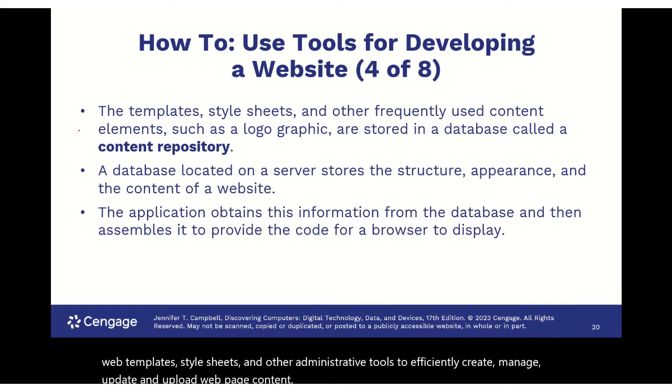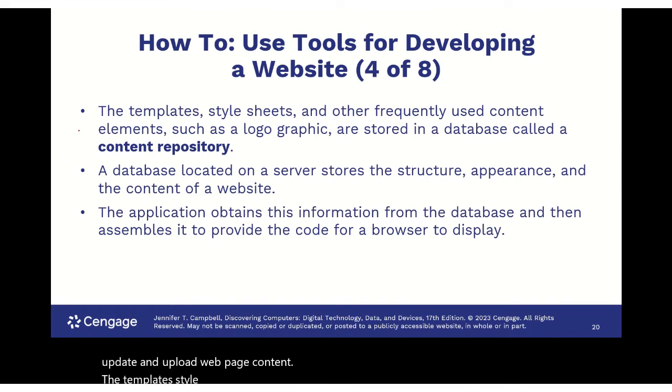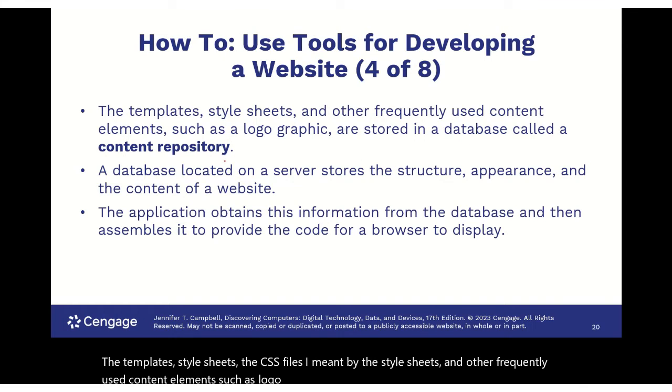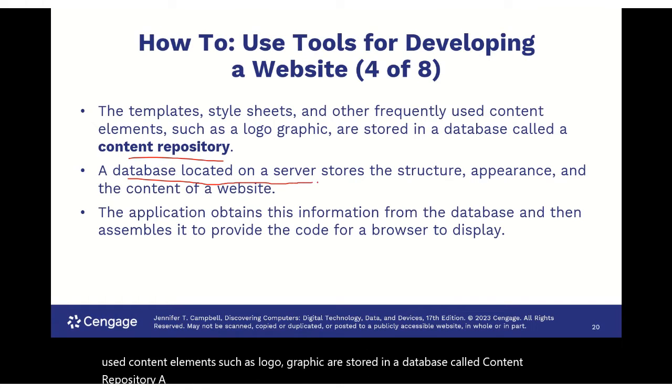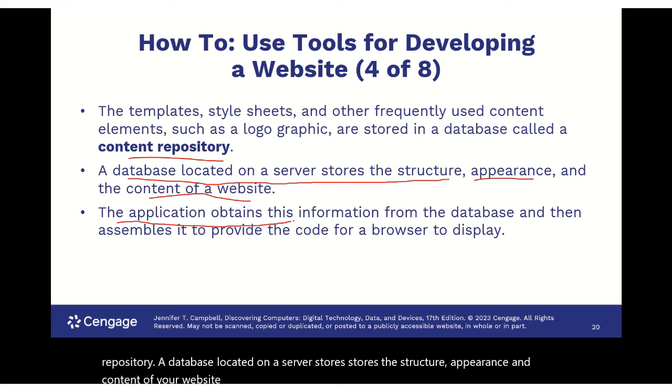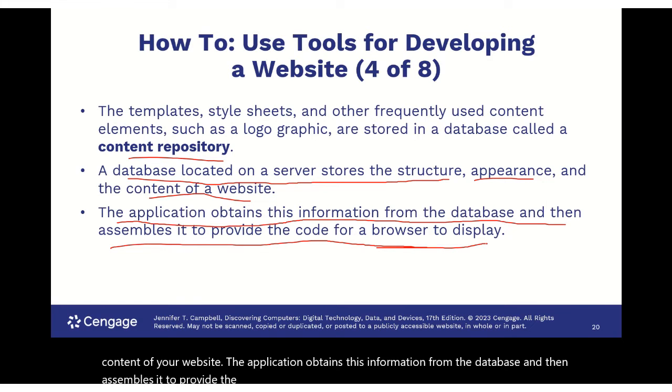The templates, style sheets (I meant the CSS files by style sheets), and other frequently used content elements such as logo graphics are stored in a database called a content repository. A database located on a server stores the structure, appearance, and content of a website. The application obtains this information from the database and then assembles it to provide the code for a browser to display.